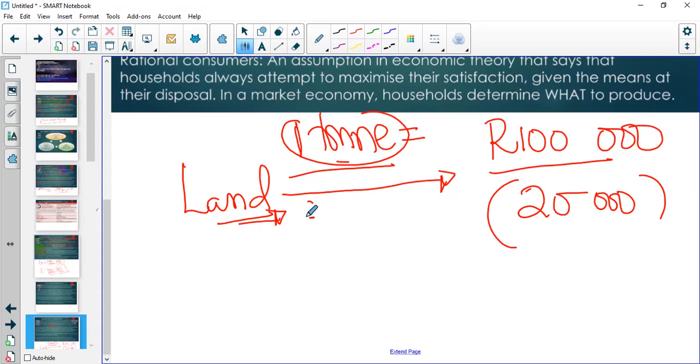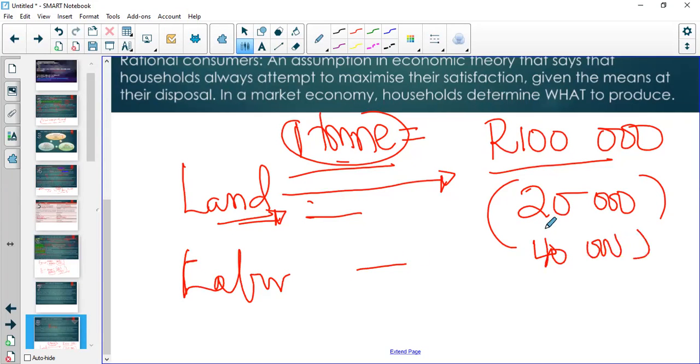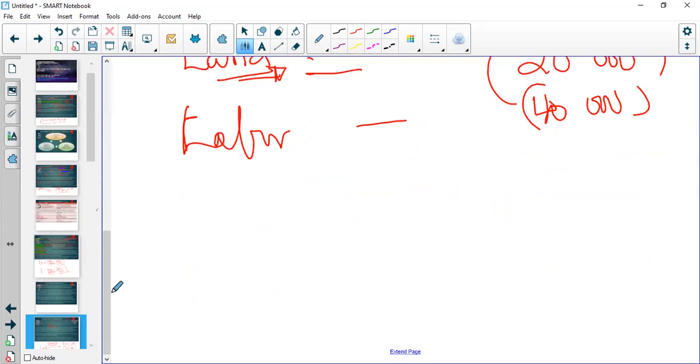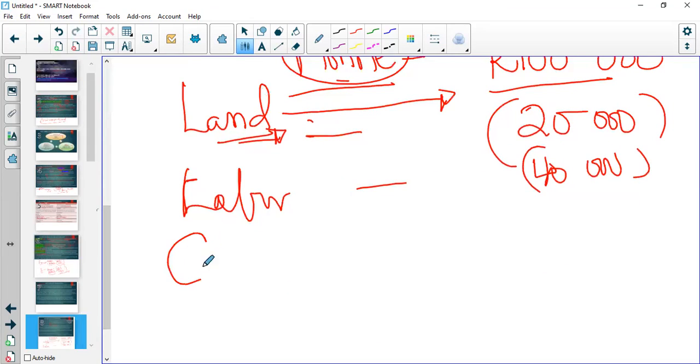So that is the rent. Then you employ people, so that's labor. Then you pay them 40,000 in total. So remember, these figures are coming from my head. And then let's say you use machinery, and the cost of the machinery used is 20,000.